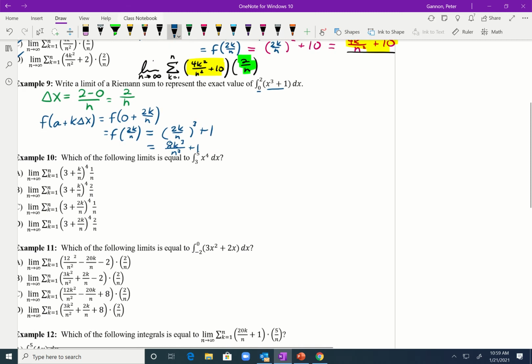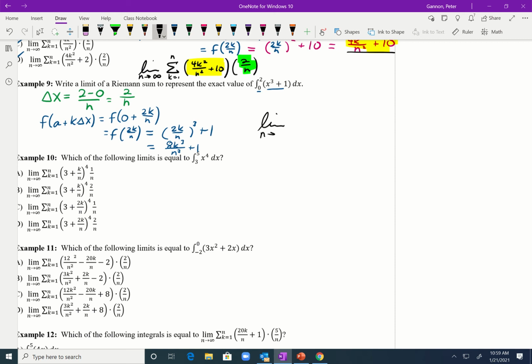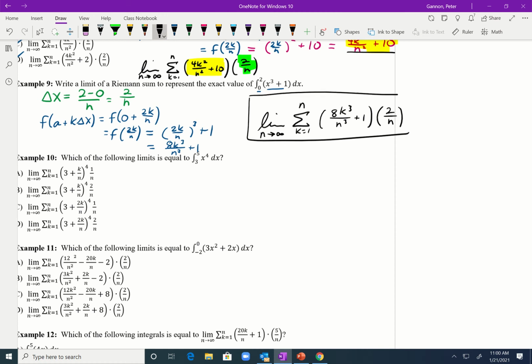At that point, we have the two quantities that we need. We have f of a plus k delta x, and we have delta x. So we're going to go ahead and write our limit. The limit as n approaches infinity of the sum from k equals 1 to n of our function here, which is 8k cubed over n cubed plus 1 times our delta x, 2 over n. And that's what we do.